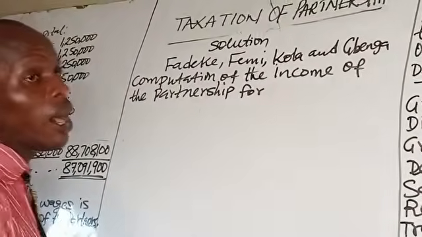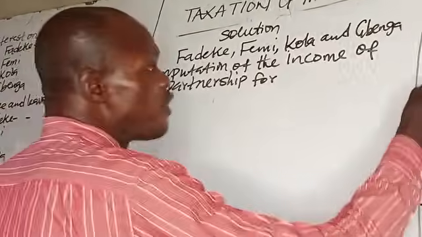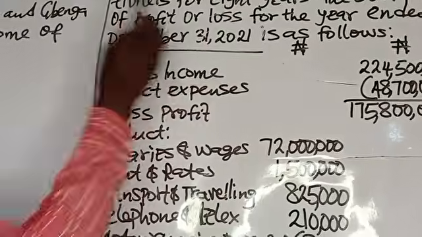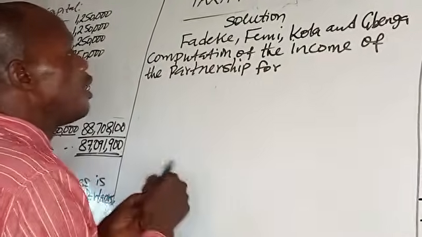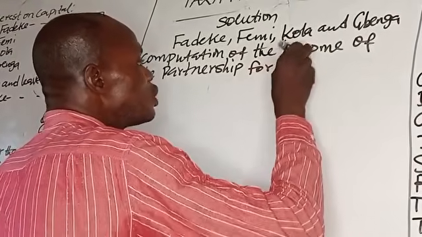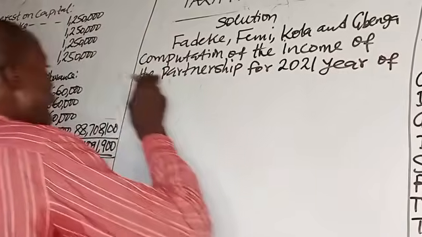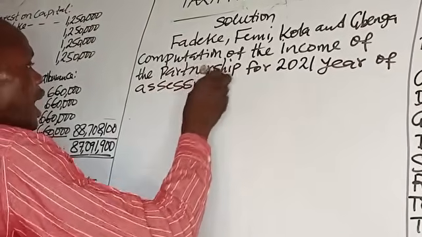I've told you that it's under must. You put your year of assessment. And it is wrong if you put December 31st. So it is just the year you have to state. You don't need the month. So computation of the income of the partnership for 2021 year of assessment. Or you put 2021 tax year.